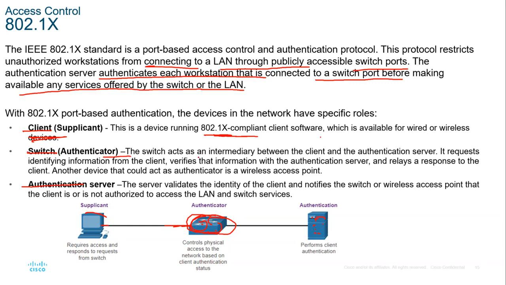We have the authenticator. The switch acts as an intermediary between the client and the authentication server. It requests identifying information from the client and verifies that information with the authentication server. If it is authorized, then the switch will allow this computer to be part of the network. The server validates the identity of the client and notifies the switch or wireless access point that the client is or is not authorized to access the LAN switch service.